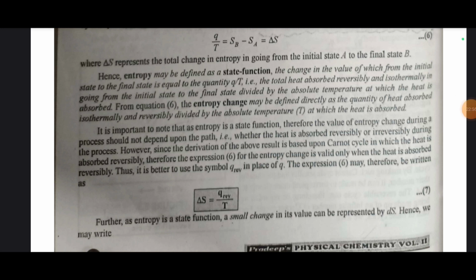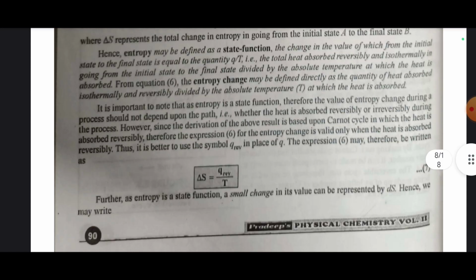Hence, entropy may be defined as a state function, the change in the value of which from the initial state to the final state is equal to the quantity q by T, that is, the total heat absorbed reversibly and isothermally in going from the initial state to the final state, divided by the absolute temperature at which the heat is absorbed. From equation 6, the entropy change may be defined directly as the quantity of heat absorbed isothermally and reversibly divided by the absolute temperature T at which the heat is absorbed.